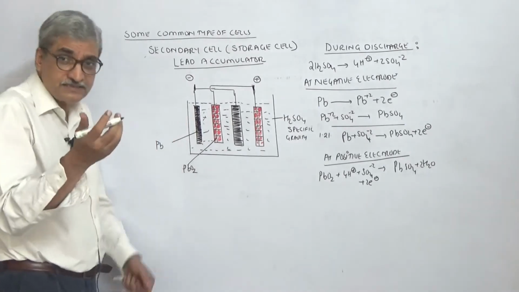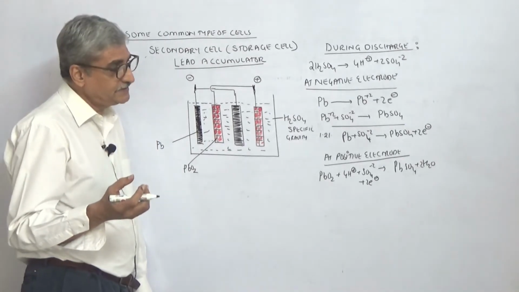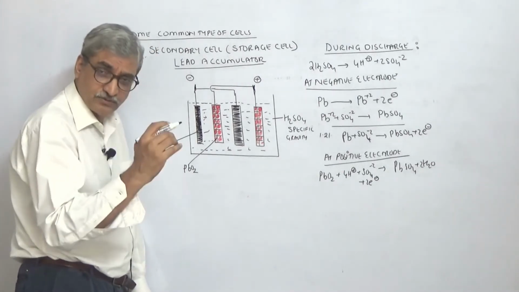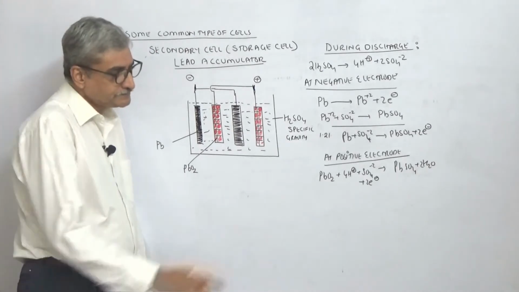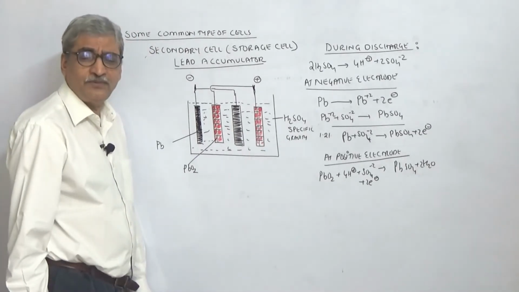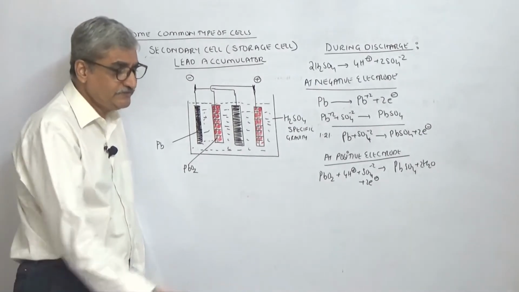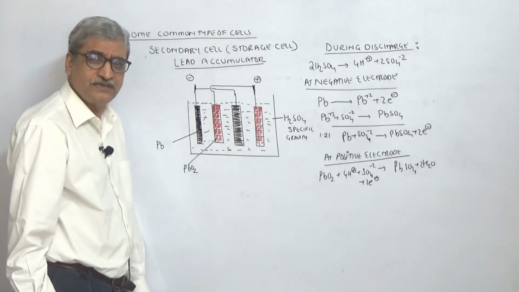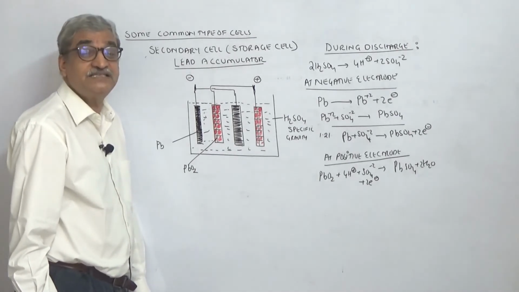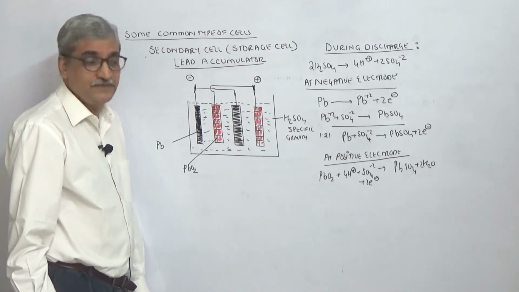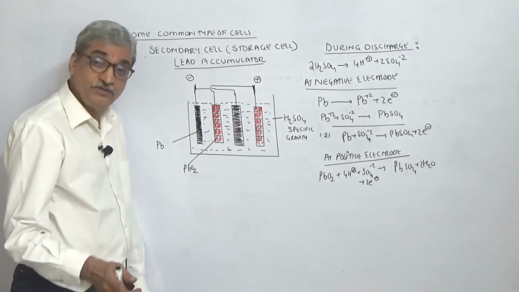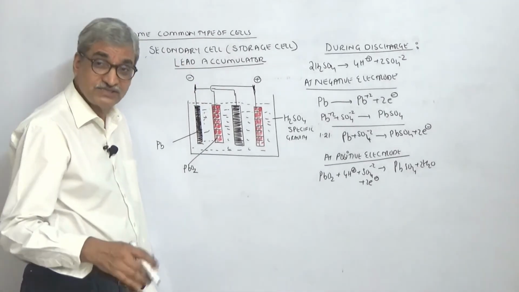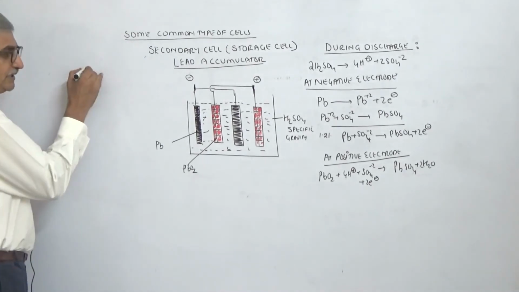Now because of the consumption of sulfuric acid, the specific gravity of the sulfuric acid falls from 1.21 to 1.18. When it falls to 1.18, we say the cell is discharged. That means it's not going to give any electricity anymore. You have to charge. That's the meaning of a secondary cell. It's a storage cell. You can charge it. Is this point clear?